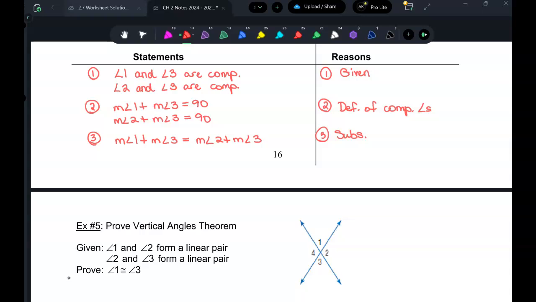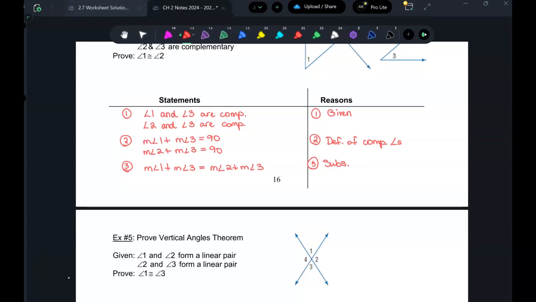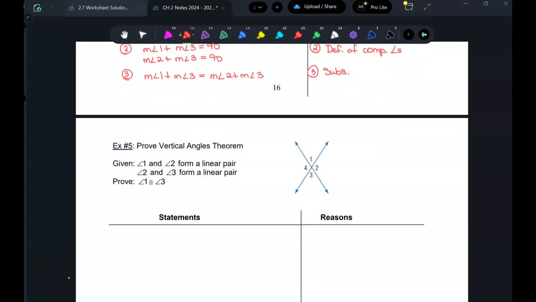Again, keep your eyes on the goal. My goal is to get angle 1 congruent to angle 2. So we want to see what we can do to isolate. Measure of angle 1 equals measure of angle 2. That is subtraction. Remember I told you if it's substitution or subtraction, make sure you put that fourth letter. Then we want to translate that back into a congruent sign.